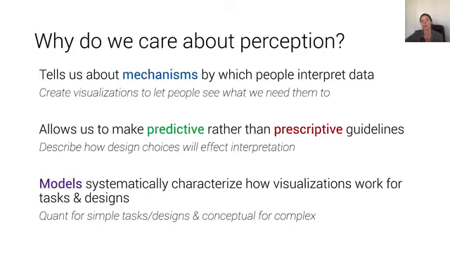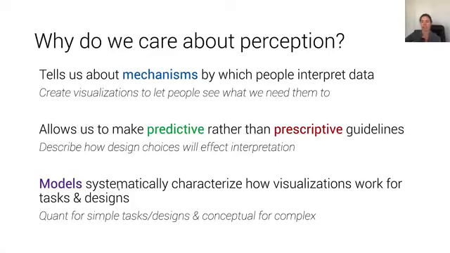We've already talked about one of these models in terms of CIE Lab in our lesson about color, but the foundational ideas here go even deeper. We can create quantitative models that allow us to match our visualizations to what we need people to see in their data using quantitative models with simple tasks and designs. But we also have conceptual models about how different design elements might work and how they might complement each other to try to understand and build more complex representations with data.